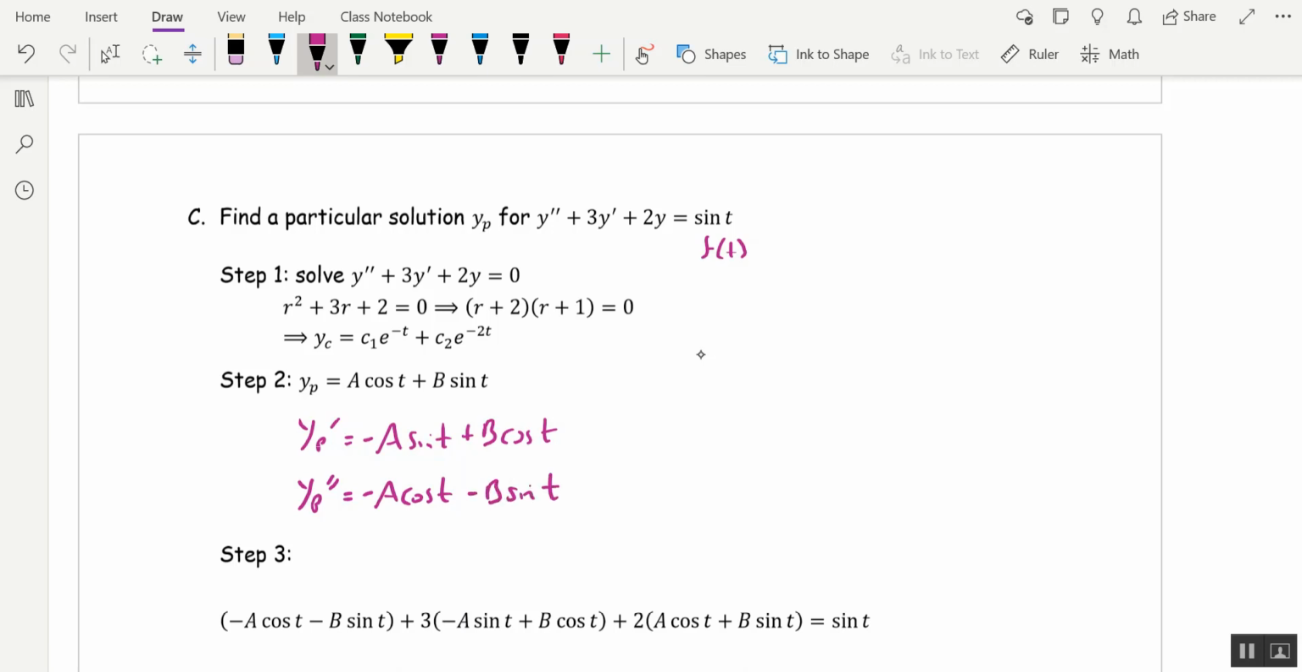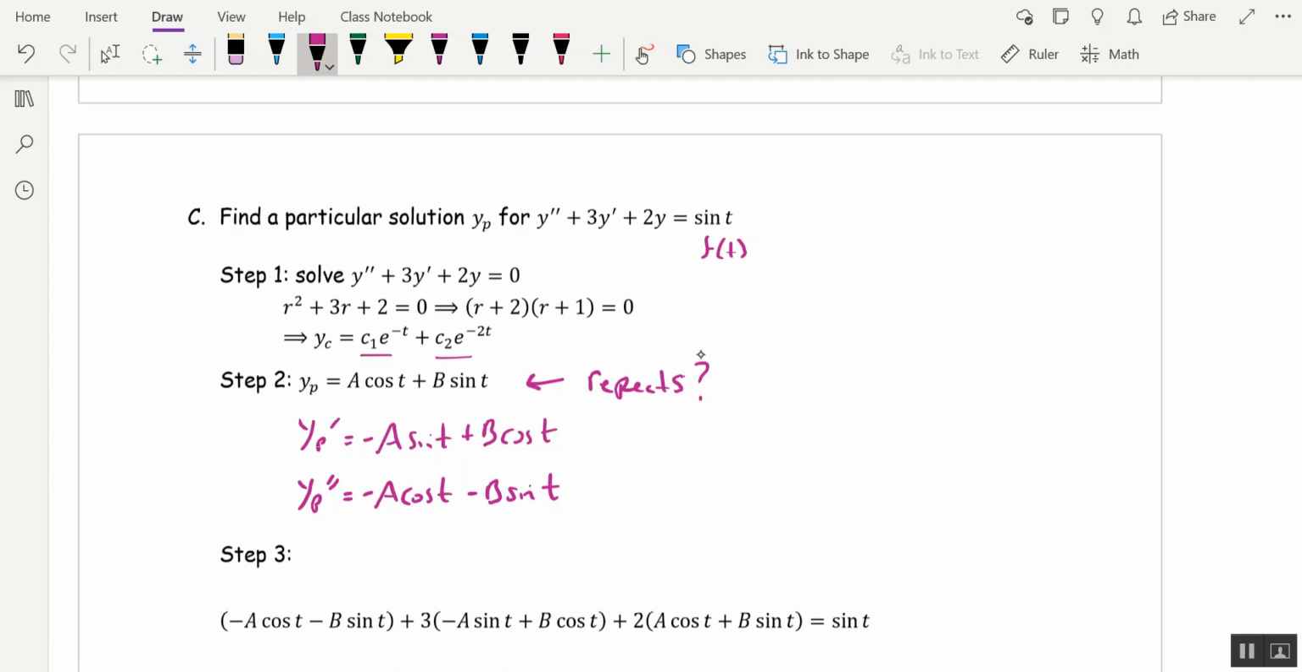Oh, sorry, forgot to check for repeats. On step 2, we write down our yp, and then we ask, repeats or duplicates? And there weren't any. That's why I glossed over that, but I'm sorry, I should have told you I was checking. So that was my final yp.